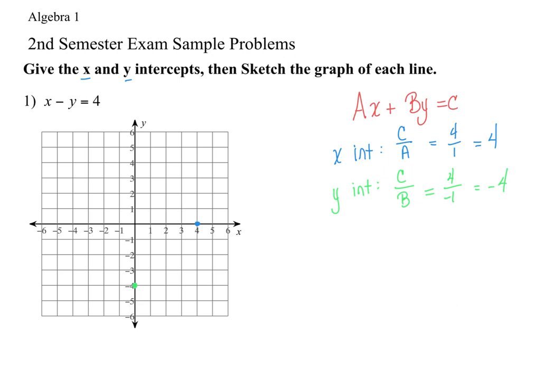The final step here would be to connect those points with a line, and then put the arrows at the end to indicate that it continues. And so you've answered the question, x and y intercepts, sketching the graph of the line.